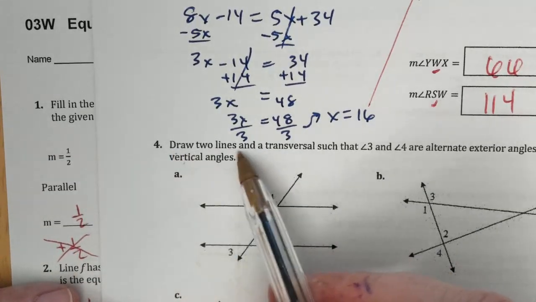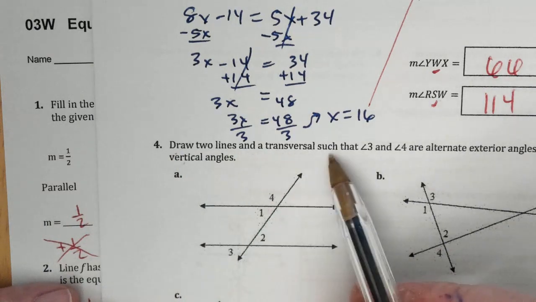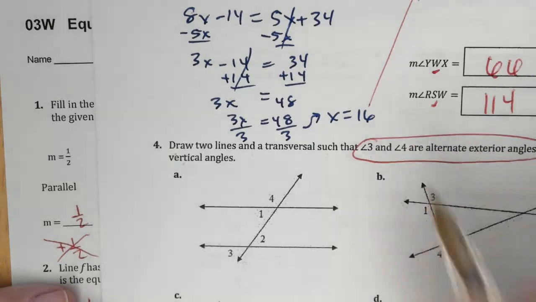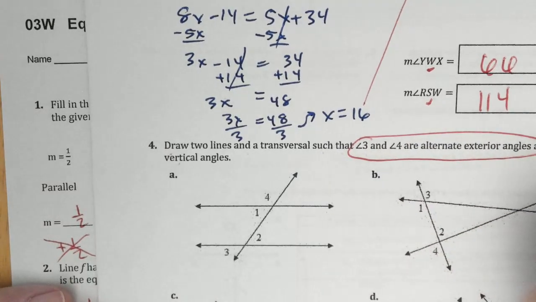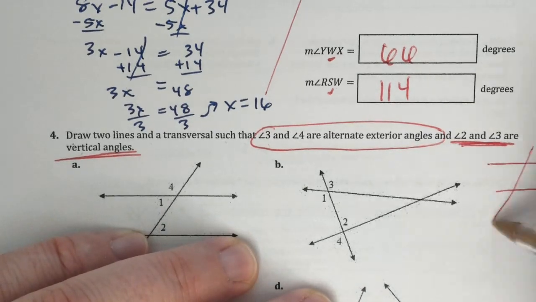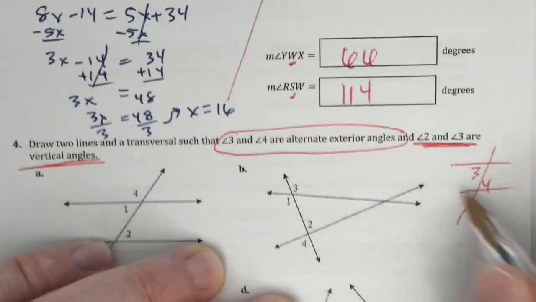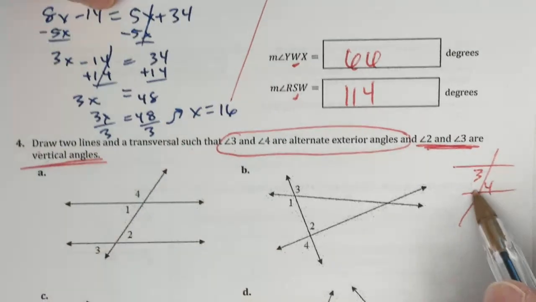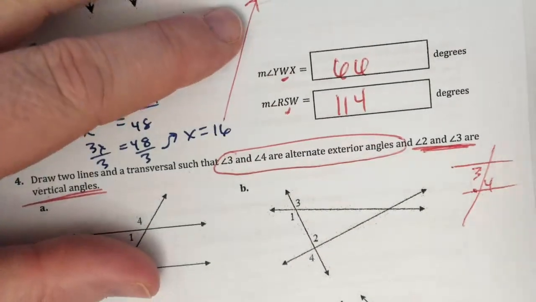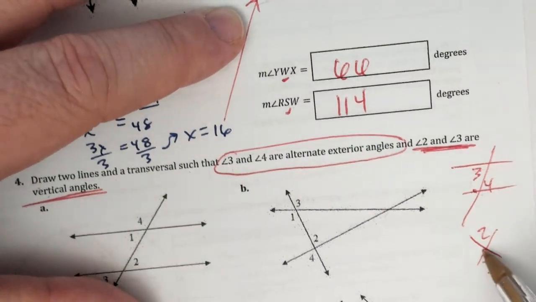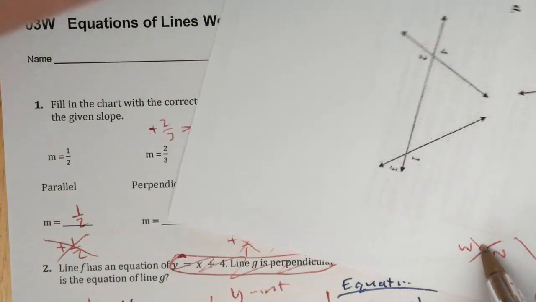All right, number 4. Draw 2 lines and a transversal such that angle 3 and 4 are alternate interior angles, and 2 and 3 are vertical. All right, so alternate interior, so that means 3 and 4, they're both on the inside of the 2 lines. So it could look like this, or look like this, or look like this, stuff like that right there. And then 2 and 3 have to be vertical from each other. So it could look like this, or look like this, or look like this.